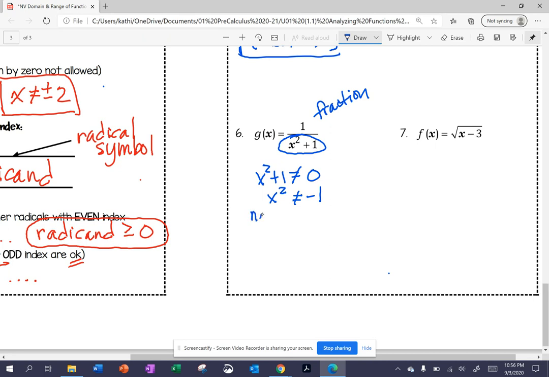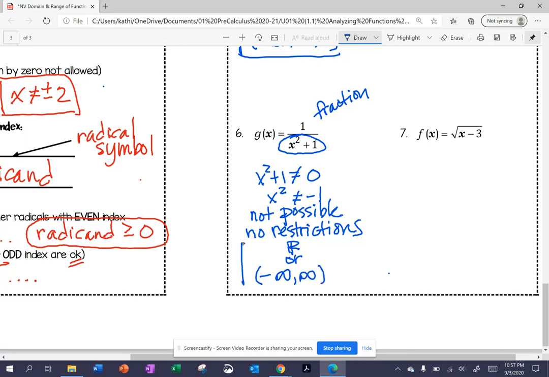This is not possible. I cannot multiply two of the same numbers together and get a negative number in the real number system. Since that's not possible, I have no restriction. So my domain is the set of all real numbers, or I could say it in interval notation of -∞ to +∞.